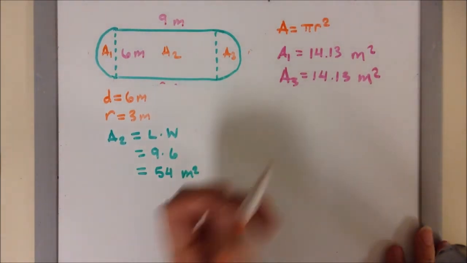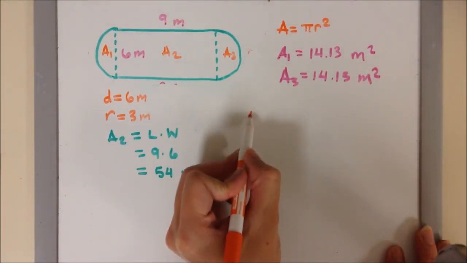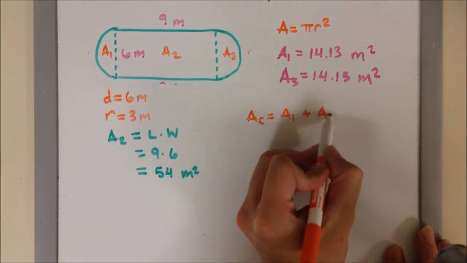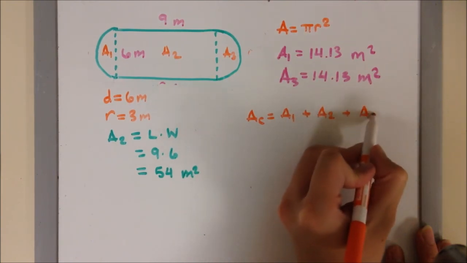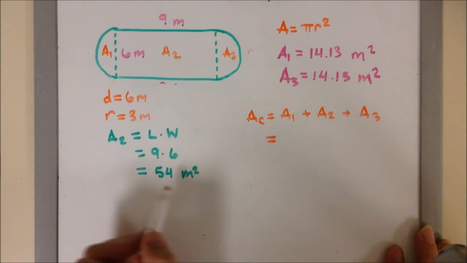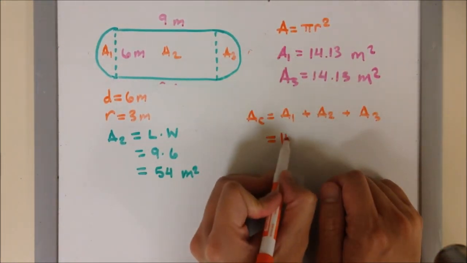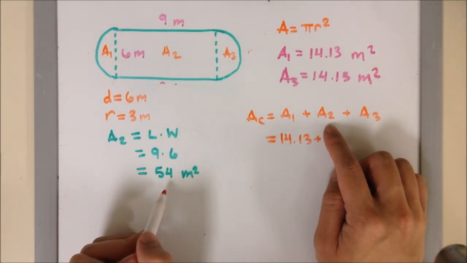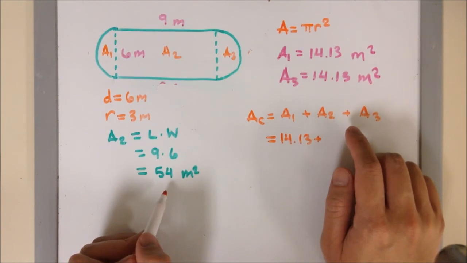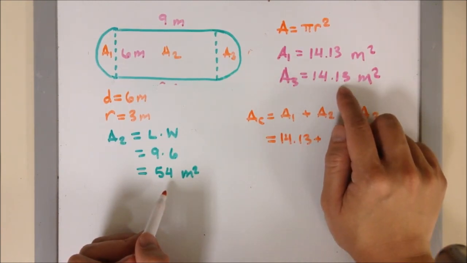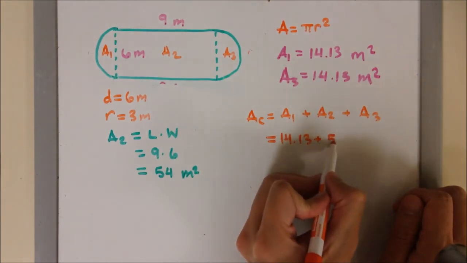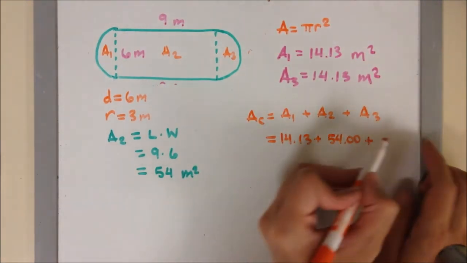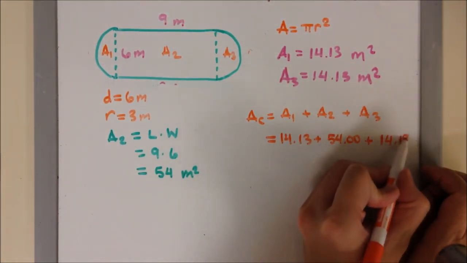So what I'm going to do is my AC, area of composite figure, is A1 plus A2 plus A3. Now since I'm working with decimal, first I'm going to write 14.13 plus my A2 is 54. I'm going to convert that into a decimal because we're working with decimal numbers already. Since it's 2 decimal places, I'm going to convert this into 54.00 plus my A3, which is also 14.13.